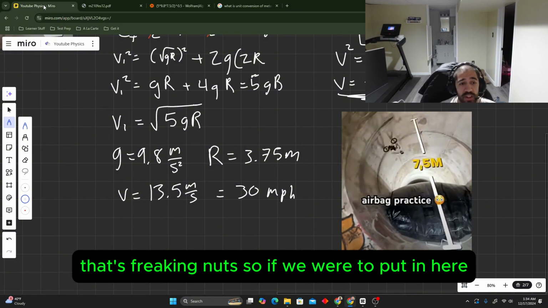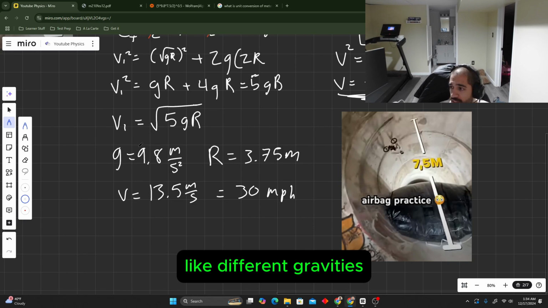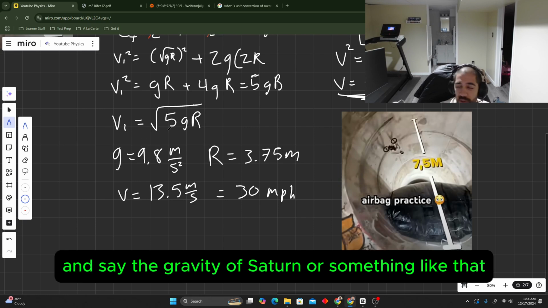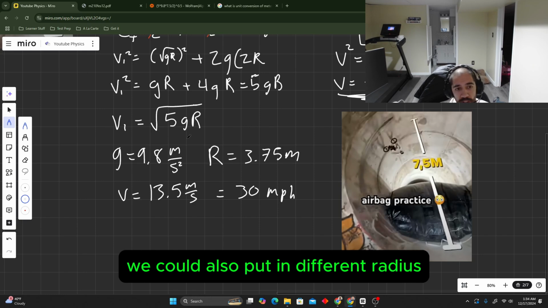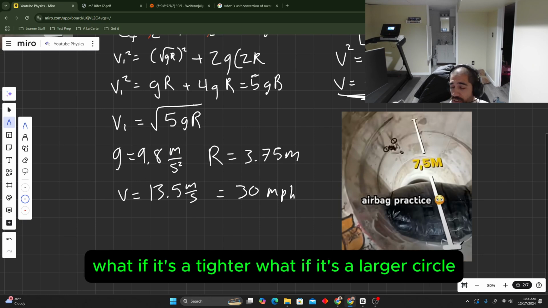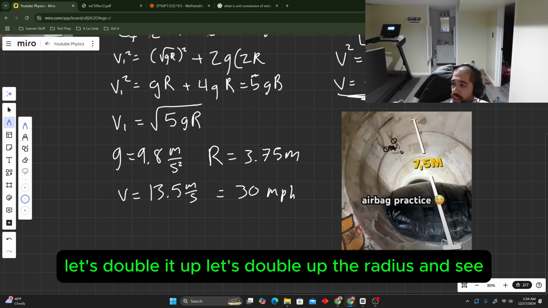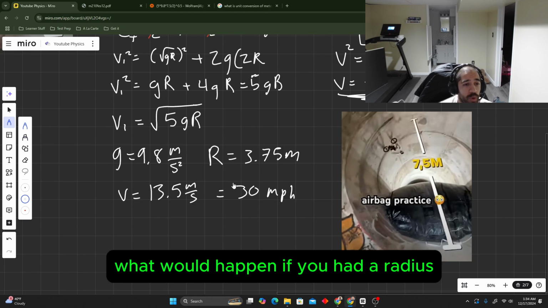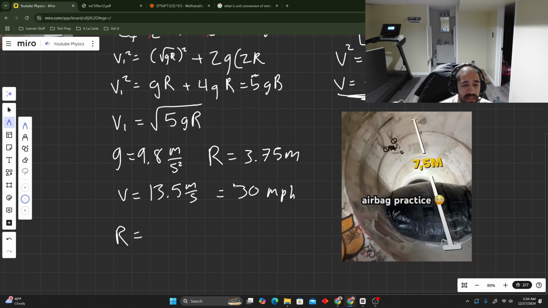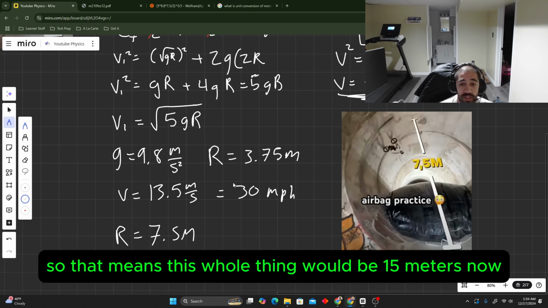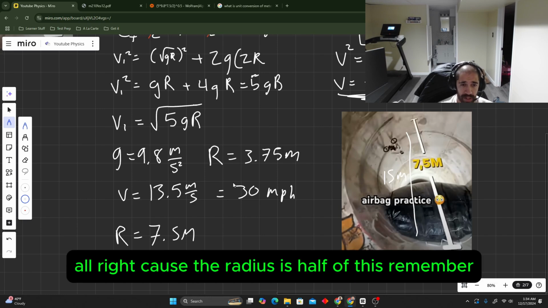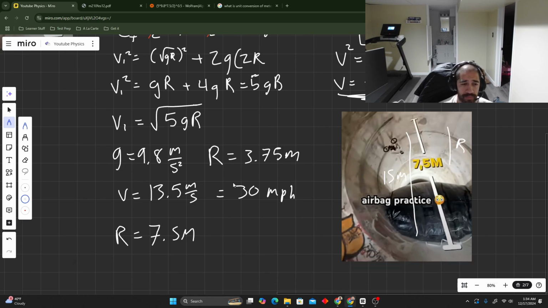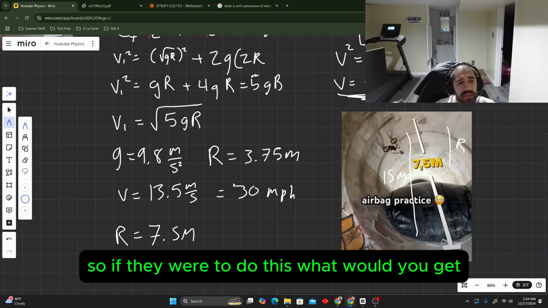That's freaking nuts, dude. So if we were to put in here different gravities, say the gravity of Saturn or something like that, what would it be? You know, we could also put in different radii. What if it's a tighter circle? What if it's a larger circle? Let's double up the radius and go crazy wild, right? What would happen if you had a radius of 7.5 meters? So that means this whole thing would be 15 meters now, because the radius is half of this, remember? So if they were to do this, what would you get?